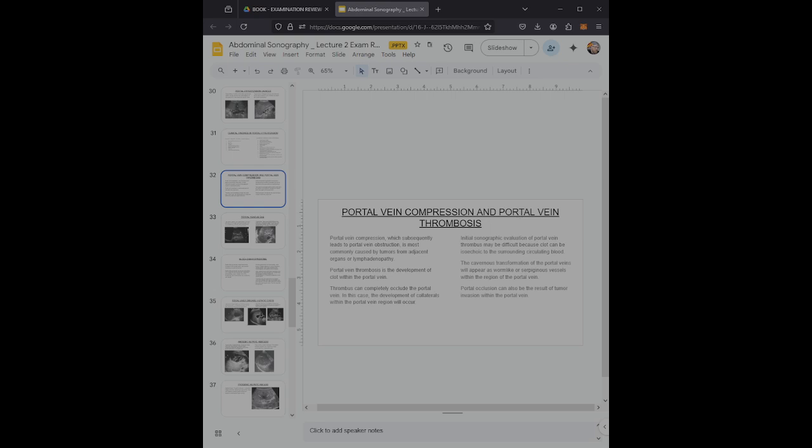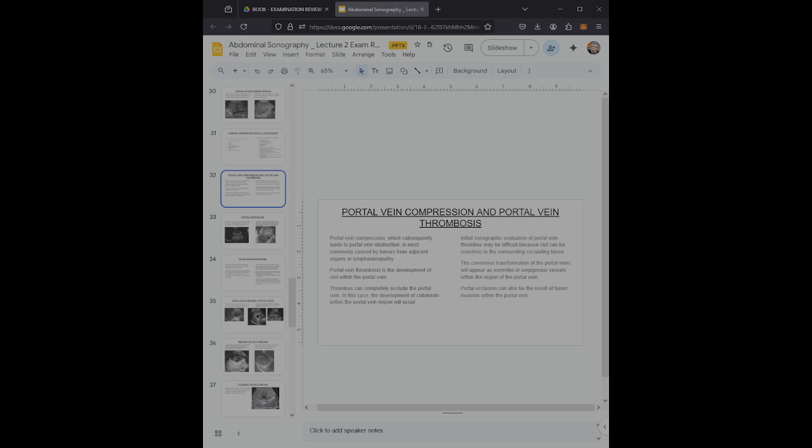Portal vein compression and portal vein thrombosis. Portal vein compression leads to portal vein obstruction, and it is a common occurrence or indicator of tumors from adjacent organs or of any lymphadenopathy. Portal vein thrombosis is the development of a clot within the portal vein. And portal vein thrombosis is seen in conditions such as hepatocellular carcinoma and portal hypertension.